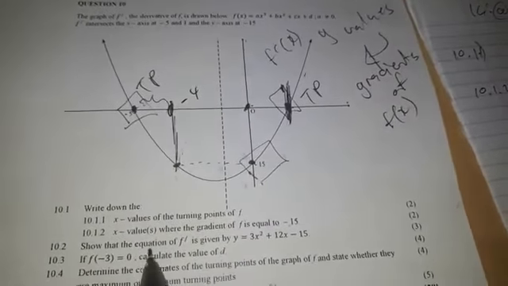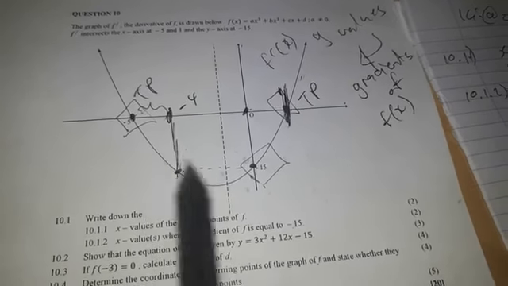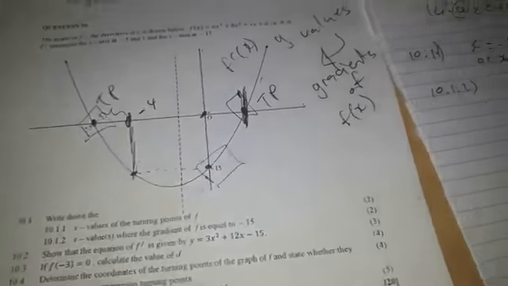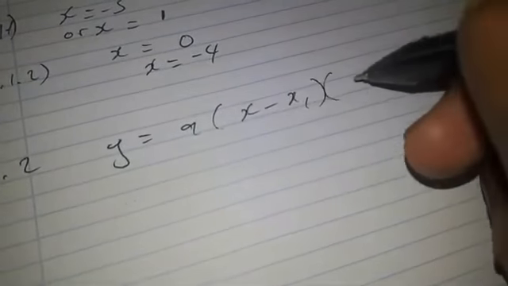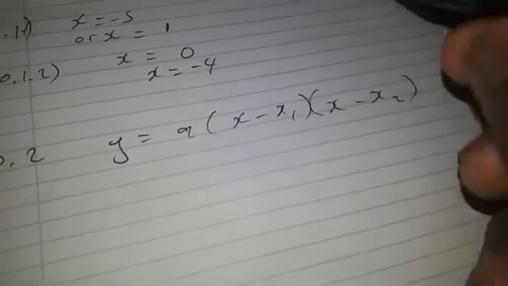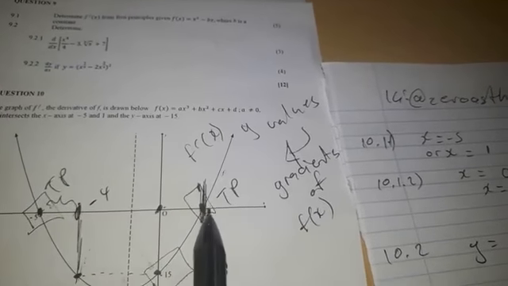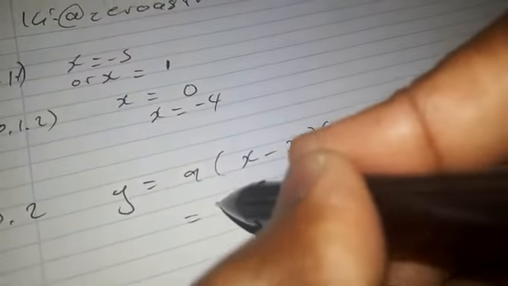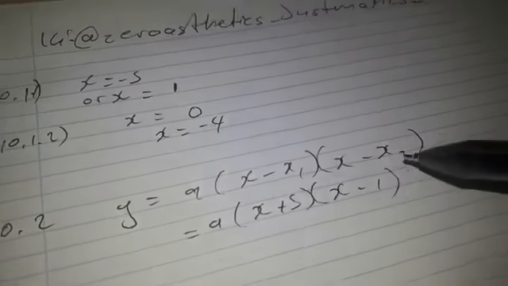So here it says, show that the equation of f prime is given by this. So it's just getting the equation of this parabola, and we can use this formula. This is 10.2. Here we can say y is equal to a(x minus x1)(x minus x2), where these two are your intercepts. So if these are negative 5 and 1, here you're going to have plus 5 and minus 1.